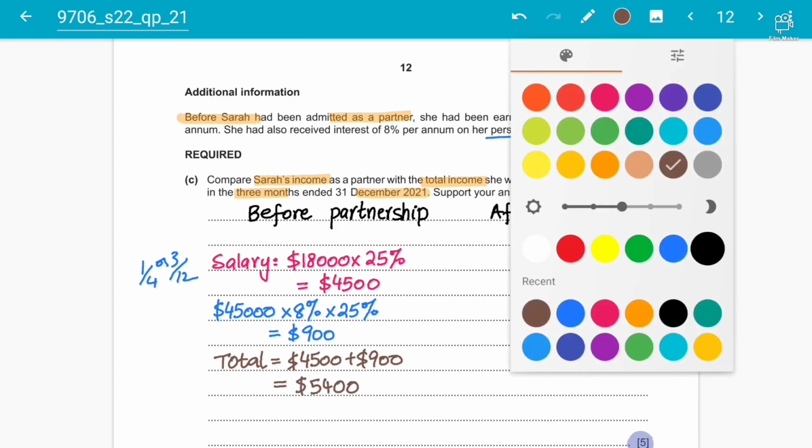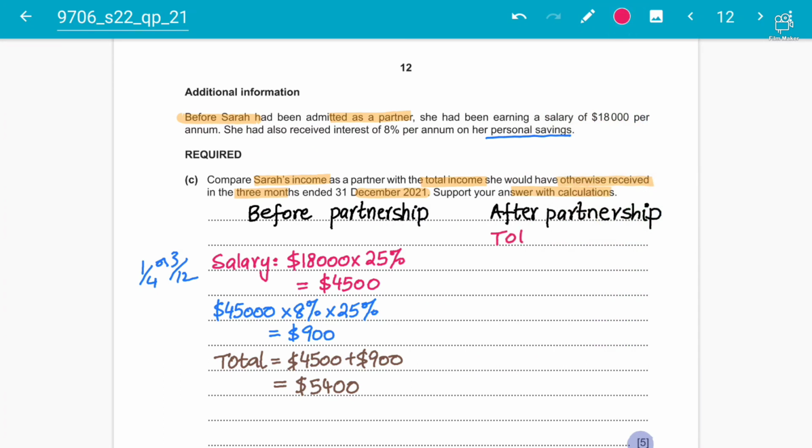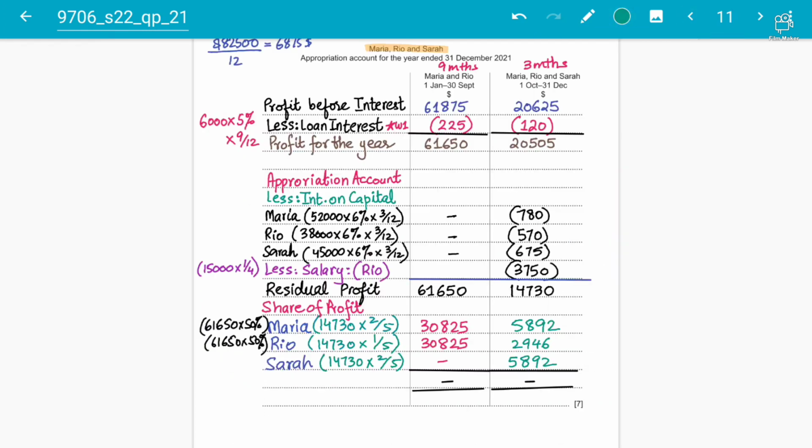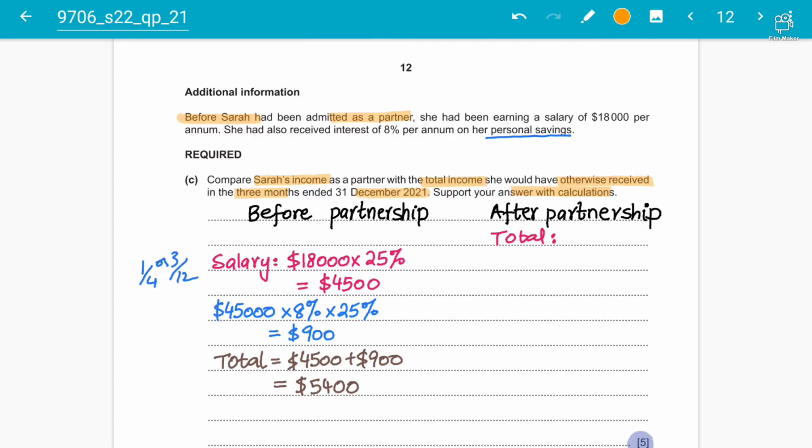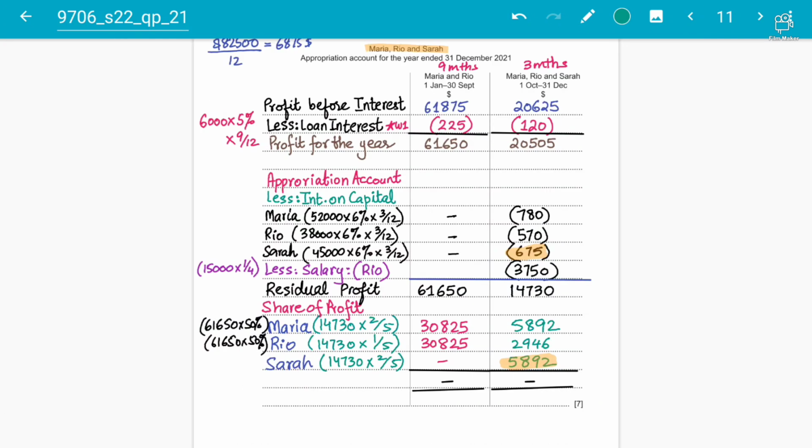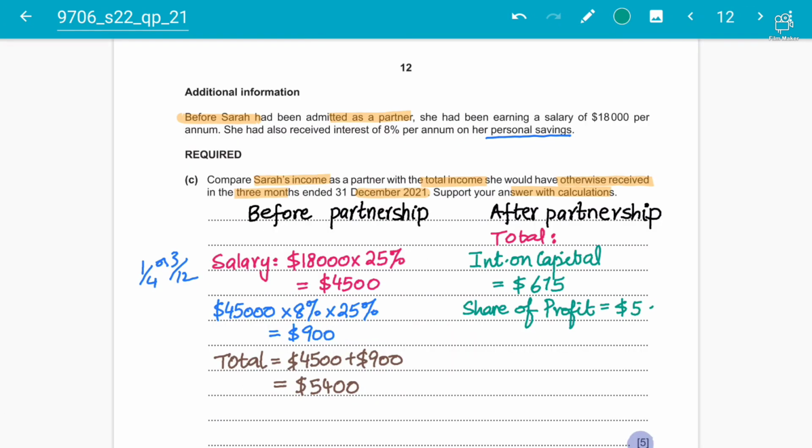And now if you talk about her after partnership, what she is getting, the total income here we can write in green, so we can take the points from here only. Sarah is getting $5,892 as profit, and Sarah will also receive the interest on capital of 675. So here you go, you write down that she gets the interest on capital here. Interest on capital is coming out as $675, and then you have the share of profit after working, which comes out as 5,892 if we copy down things from the previous. So we can definitely say the total for Sarah is 5,892 plus 675, so that turns out as 6,567.